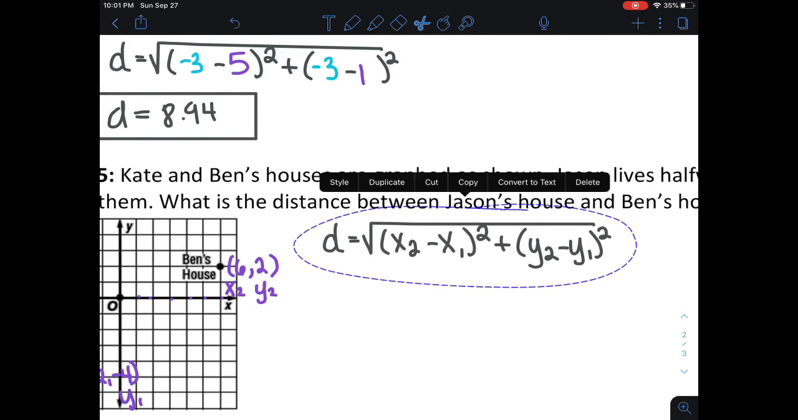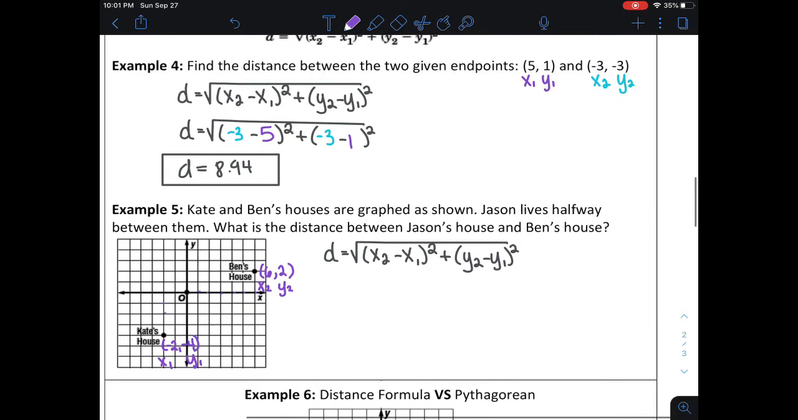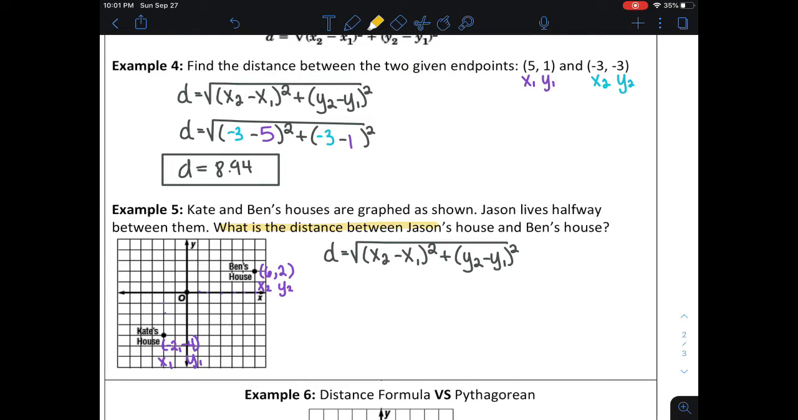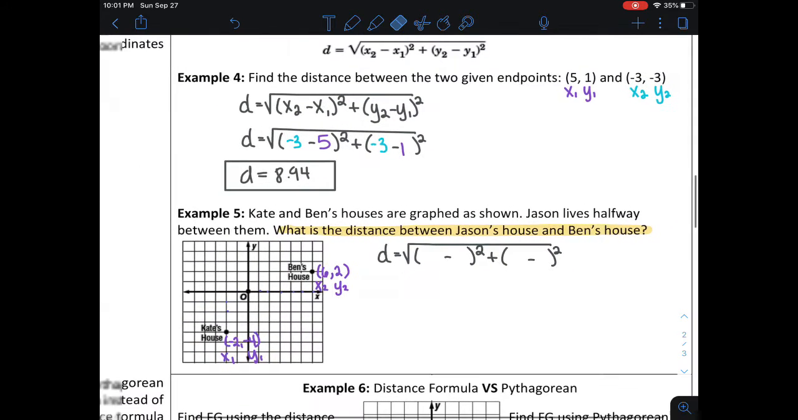Okie dokie. So here's my distance formula. And don't forget, we want to know where Jason's house is, which is halfway. Let me highlight that. I always like to highlight the question, especially when I'm not 100% sure of what I'm doing. Okay. So let me go ahead and erase and replace. So, you know what? Let me put that back.